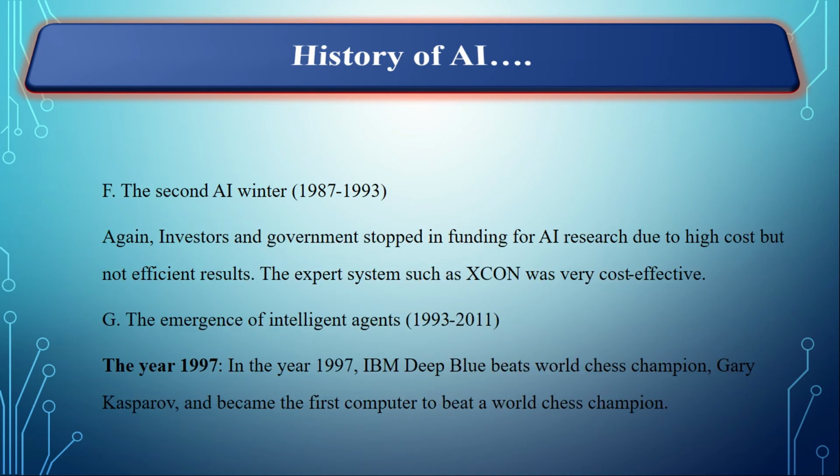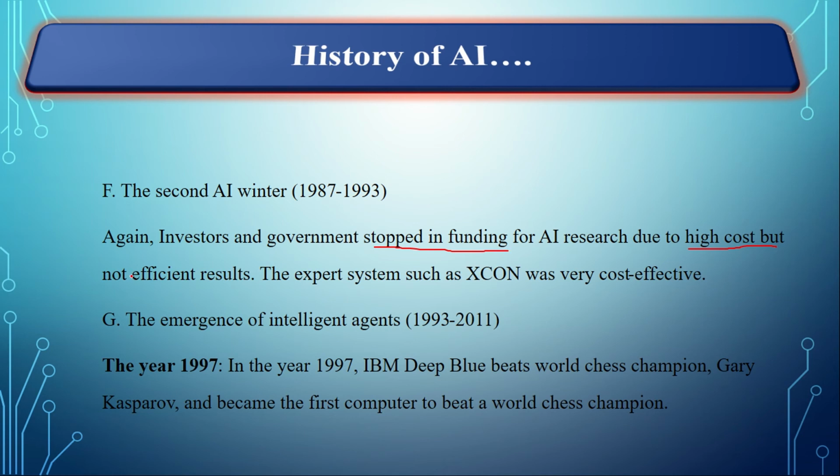The next one is the second AI winter, in 1987 up to 1993, for 7 years. Again, investors and government stopped funding AI research due to high cost. As I told you from the beginning, the disadvantage of artificial intelligence is high cost. Based on this reason, governments and investors stopped funding AI research.